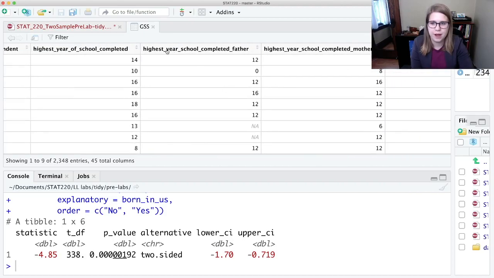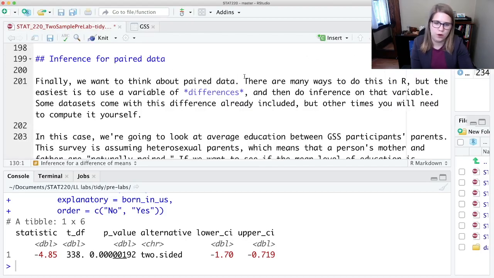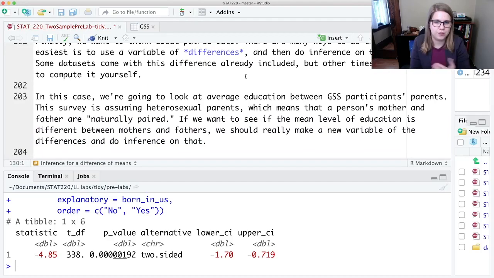I have the highest year of school completed for father and the highest year of school completed for mother for an individual. So we're assuming that people have heterosexual parents, that there's not divorce going on here, that there aren't single parents, right? So a lot of assumptions. But if we assume all those things, then the data is naturally paired. I could take the difference of your father's education and your mother's education, and that would give me a new variable that was a difference.